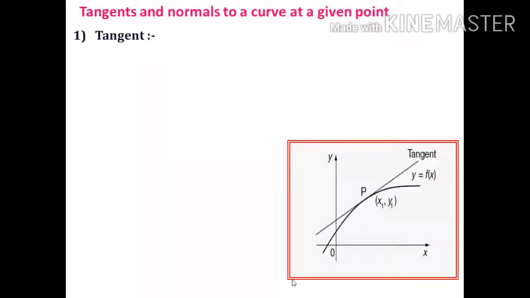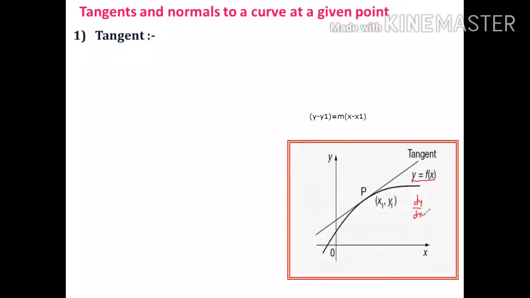Then, you have learned the equation of a line passing through a particular point. That equation is given by y minus y1 is equal to m times (x minus x1). That is the slope-point form, where m is the slope of the line. The slope of the line, that is the slope of the tangent, is obtained by the derivative. Given the function y is equal to f(x), the derivative value is obtained as dy upon dx.